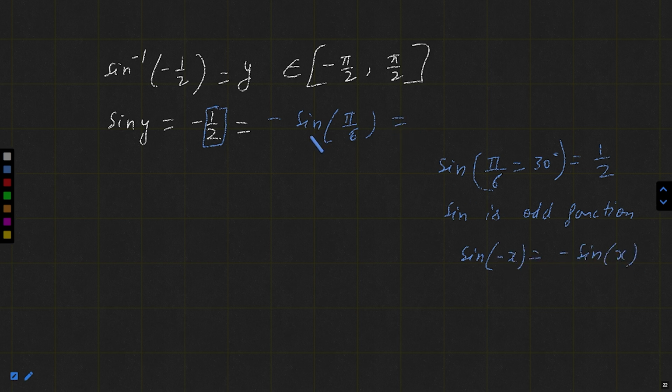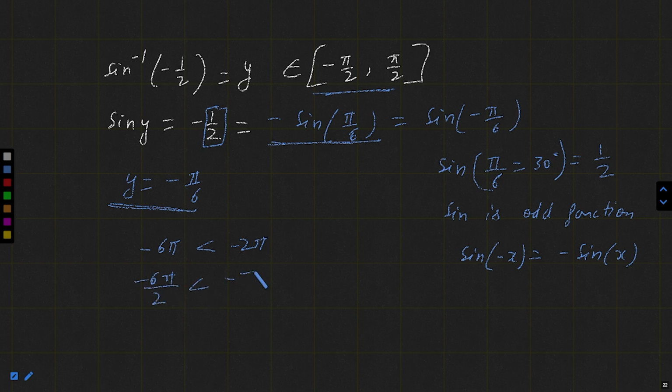So I can rewrite this expression as sine of minus pi by 6. Now y will be what? Pi by 6. Does this value of y belong to this interval? Let's see. As we know, minus 6 pi is less than minus 2 pi. From here, just divide by 2 on both sides. What you will get? Minus 6 pi by 2 is less than minus pi. Now divide by 6 on both sides. What you will get? You will get this.